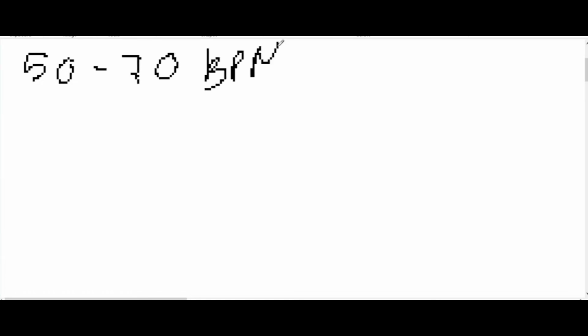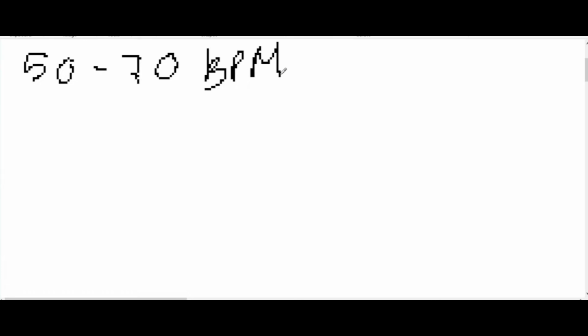Okay, so for my constant rate for the modeling task, I'm using the heart rhythm, the heart rate, of a person. The average resting heart rate is between 50 and 70 beats per minute. BPM is what we're going with, beats per minute.